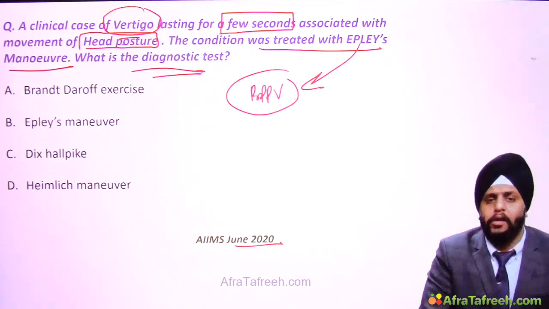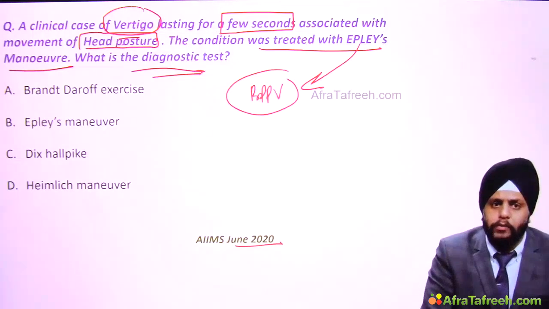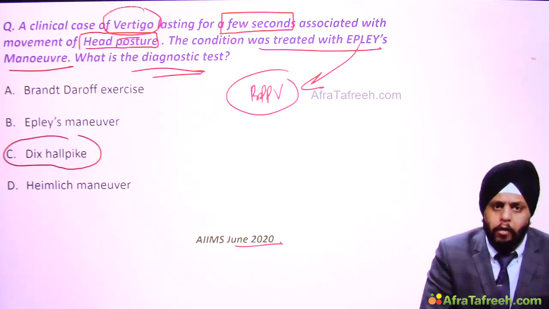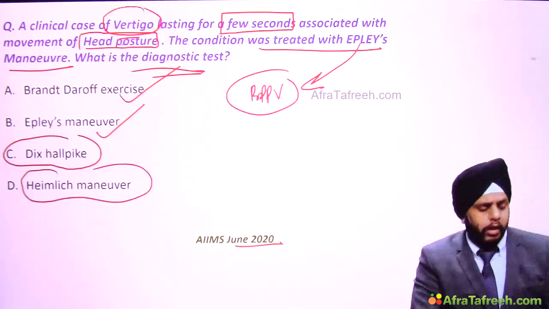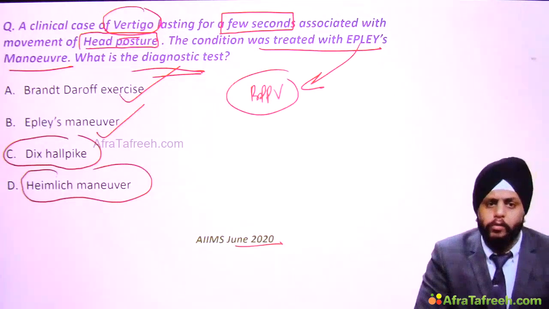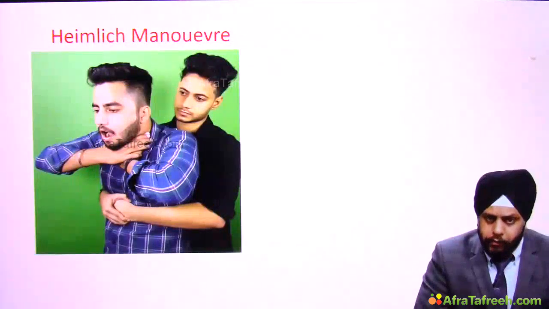What is the diagnostic test for BPPV? We know the answer is the Dix-Hallpike maneuver. Brandt-Daroff we have already studied. Epley's is the treatment. Heimlich maneuver: what is the Heimlich maneuver? It is the maneuver used to take a foreign body out of the airway.